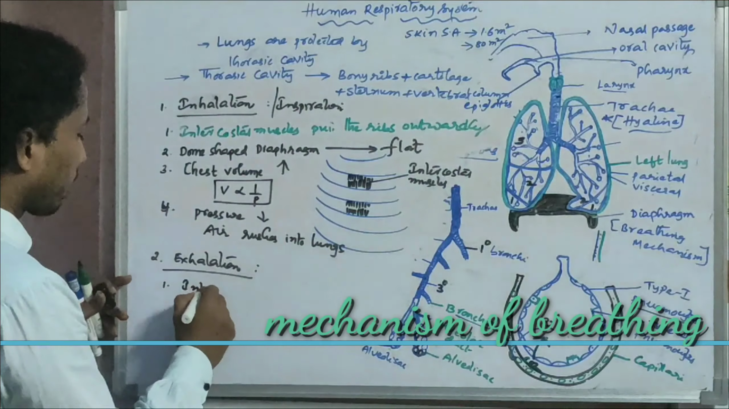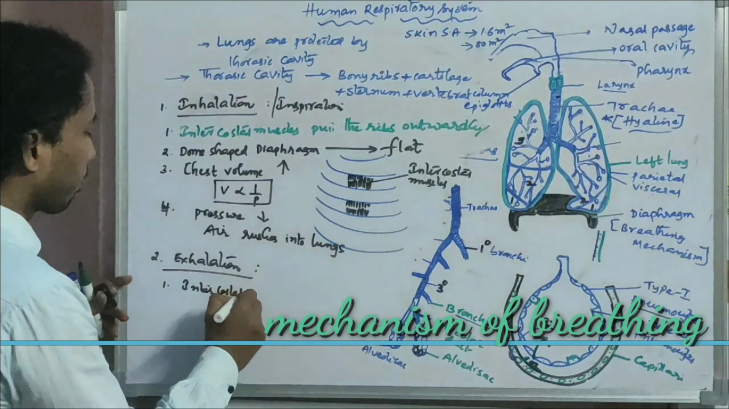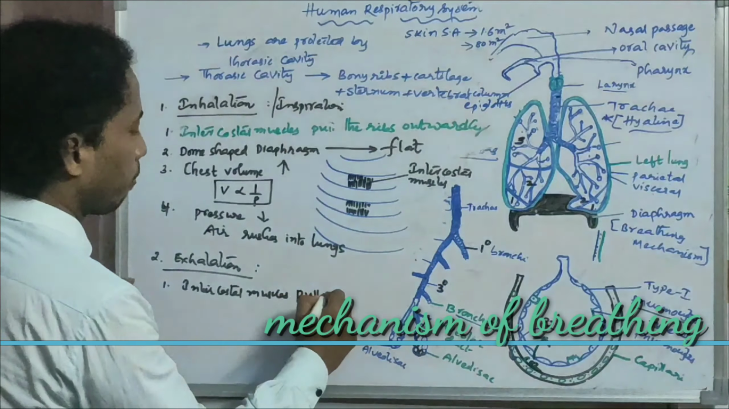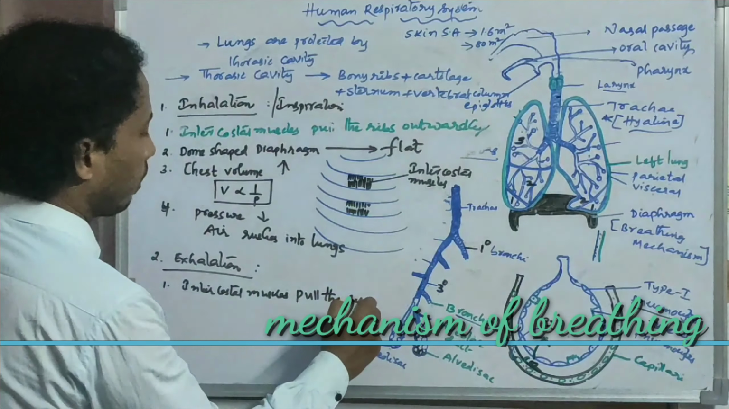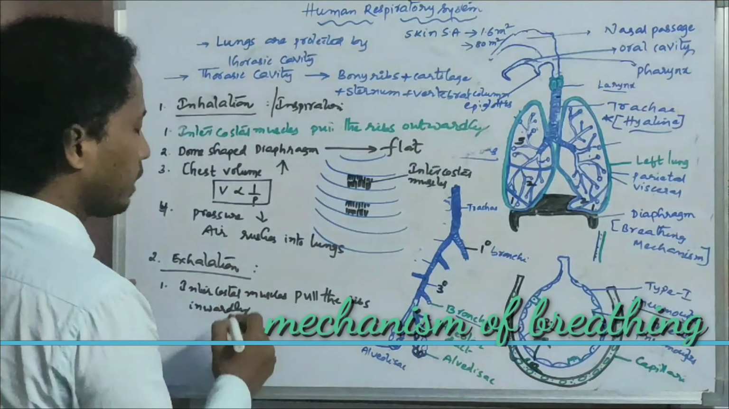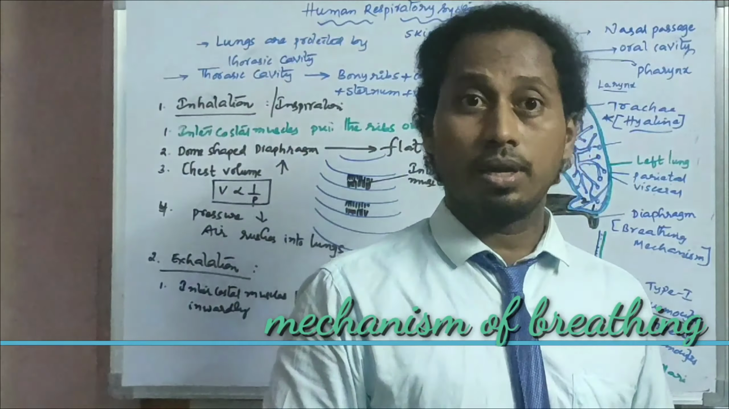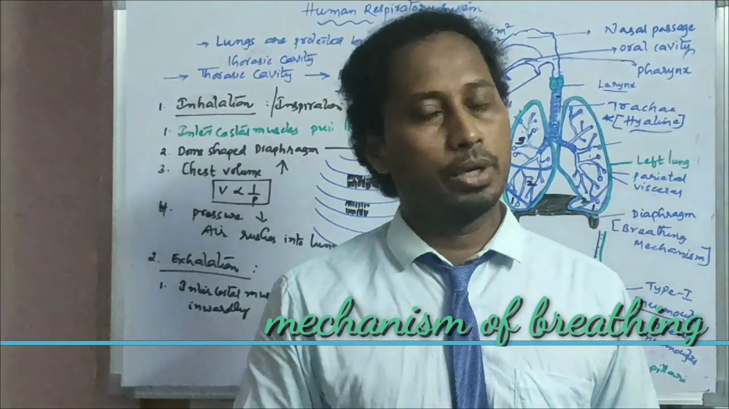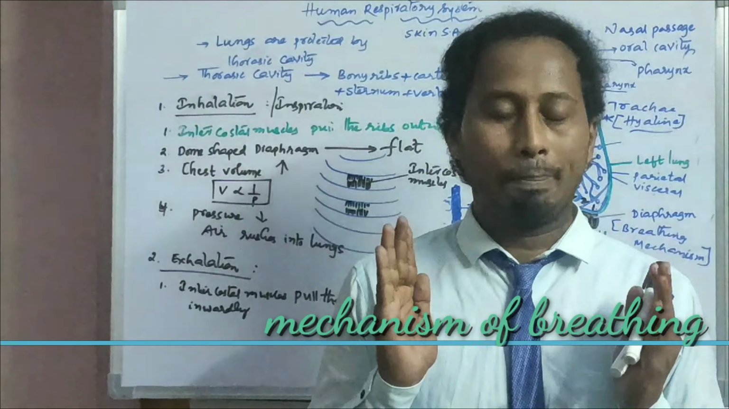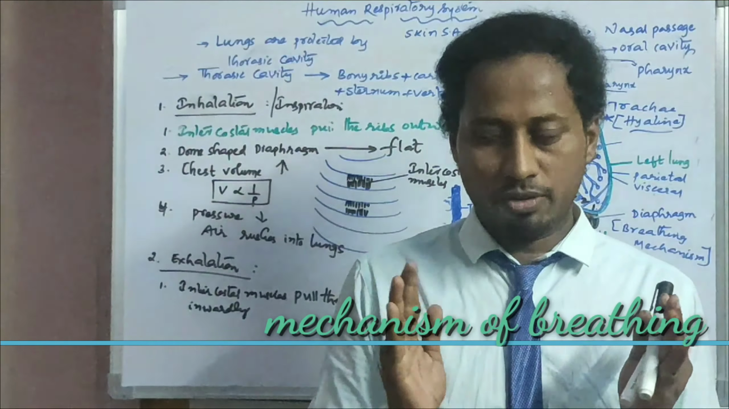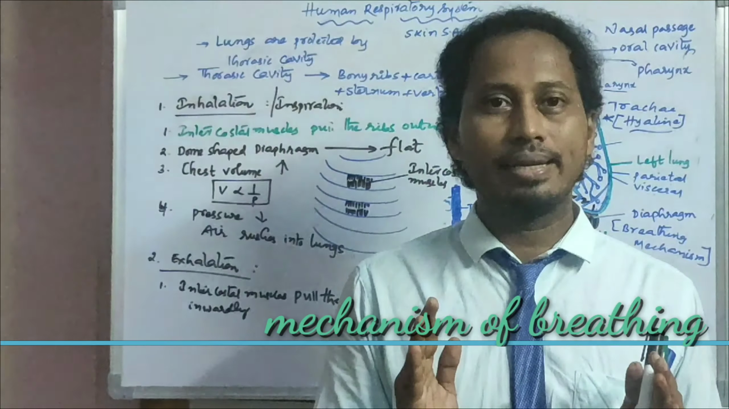Oppositely, exhalation takes place. Intercostal muscles pull the ribs inwardly, and at the same time the diaphragm becomes dome-shaped. That leads to the thoracic volume, or chest cavity volume, decreasing.